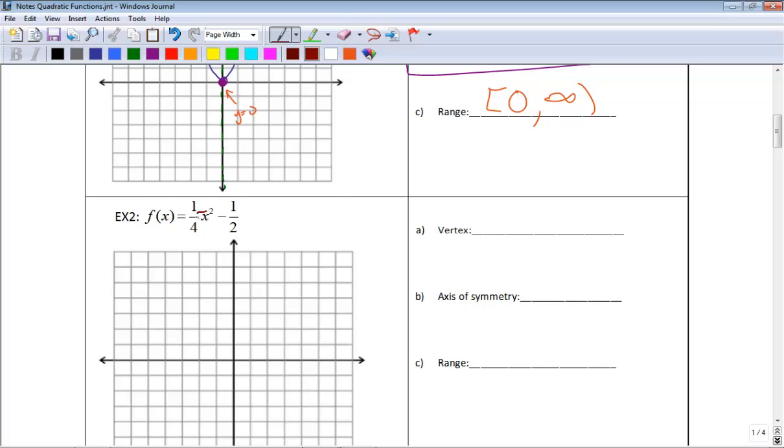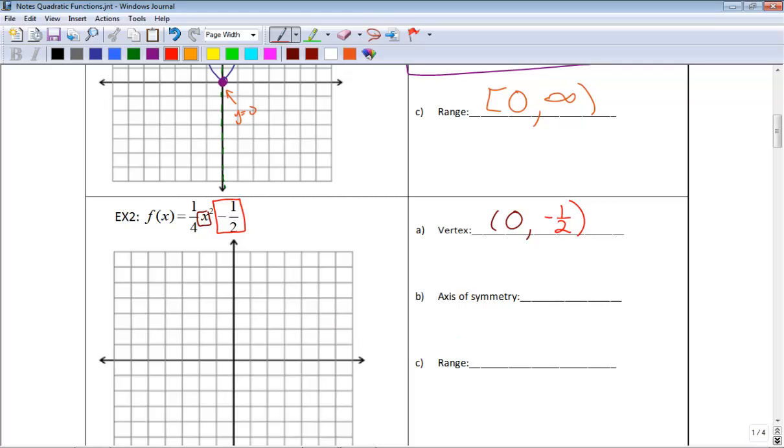So take a look here. Am I adding or subtracting a number here with the x that I'm squaring? No, I'm not. So there is no horizontal shift. If there's no horizontal shift, then we know that h is equal to 0. Then do I have a k? Do I have a vertical shift? Am I adding or subtracting something to this function? I am. I'm subtracting 1/2. So the k value of our vertex is negative 1/2.